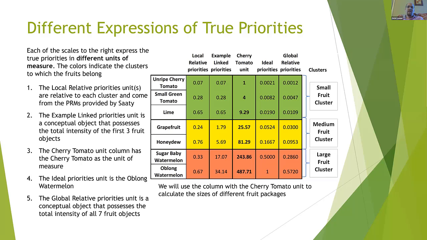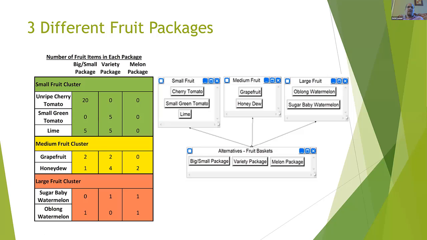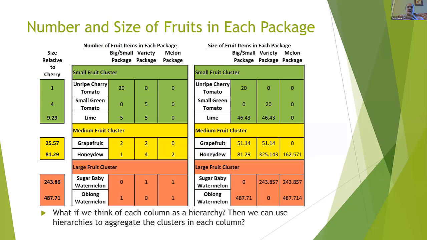We use this unit here to get our supermatrix. I'd spend more time here, but let's talk about our model. We have a big, small package, a variety package, a melon package. They have different amounts of the different fruits. So you can imagine, which one of these do I want to choose to give to a person? We're going to stay with size as the criteria here. So we take that scale with respect to the cherry tomato, and we convert all of these units into the same units, cherry tomatoes, so that we can compare them.